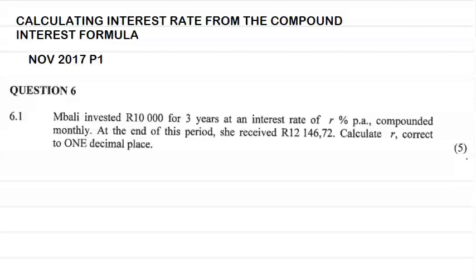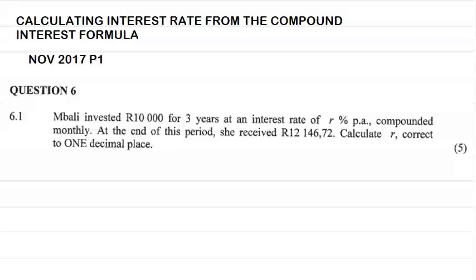It says Mbali invested 10,000 Rand for 3 years at an interest rate of R% per annum, compounded monthly. At the end of this period, she received 12,146 Rand and 72 cents. Calculate R, correct to one decimal place. So therefore, we are clear about what formula to use, the compound interest formula. That's very important. Always establish what formula you are required to use.